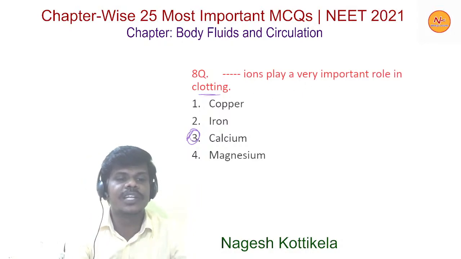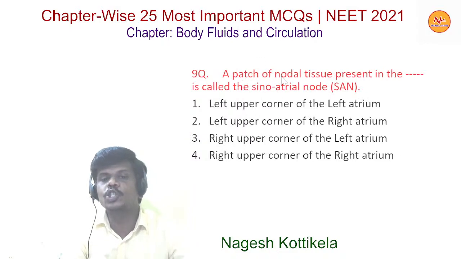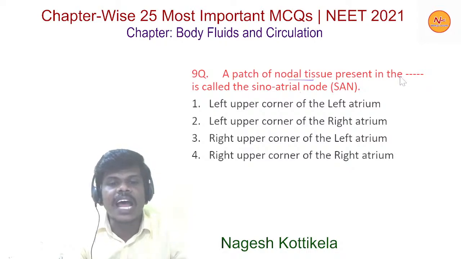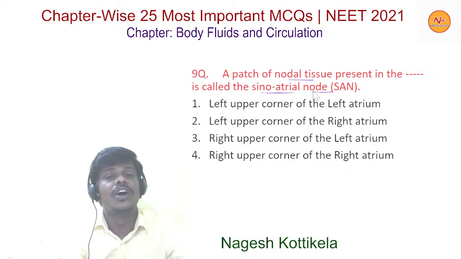Now, moving to the next question, a patch of a nodal tissue present in the dash is called Sinoatrial Node, or simply SAN.